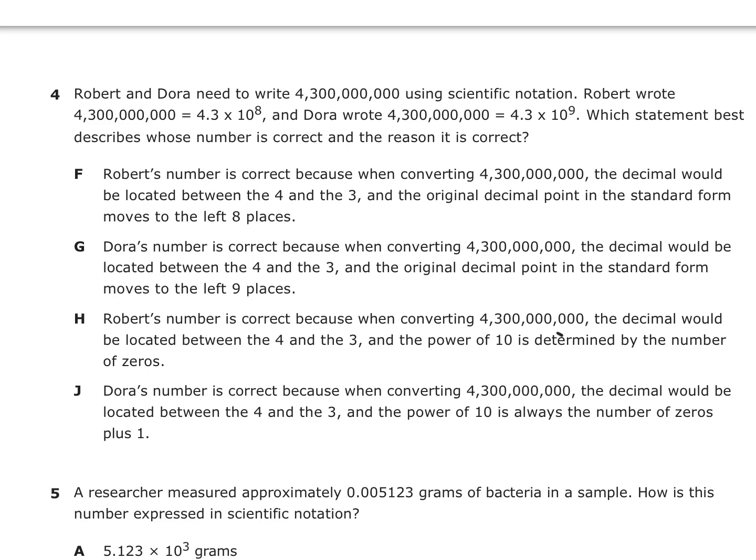Robert and Dora need to write that number using scientific notation. Robert wrote 4.3 times 10 to the 8, and Dora wrote 4.3 times 10 to the 9. Which one is correct? G. Dora's number is correct because when converting that number, the decimal would be located between the 4 and 3. The original decimal had to move 9 places, so let's double check that. 1, 2, 3, 4, 5, 6, 7, 8, 9. Okay, so they did move 9 places. So Dora was correct, and Robert was not. So G is the correct answer.